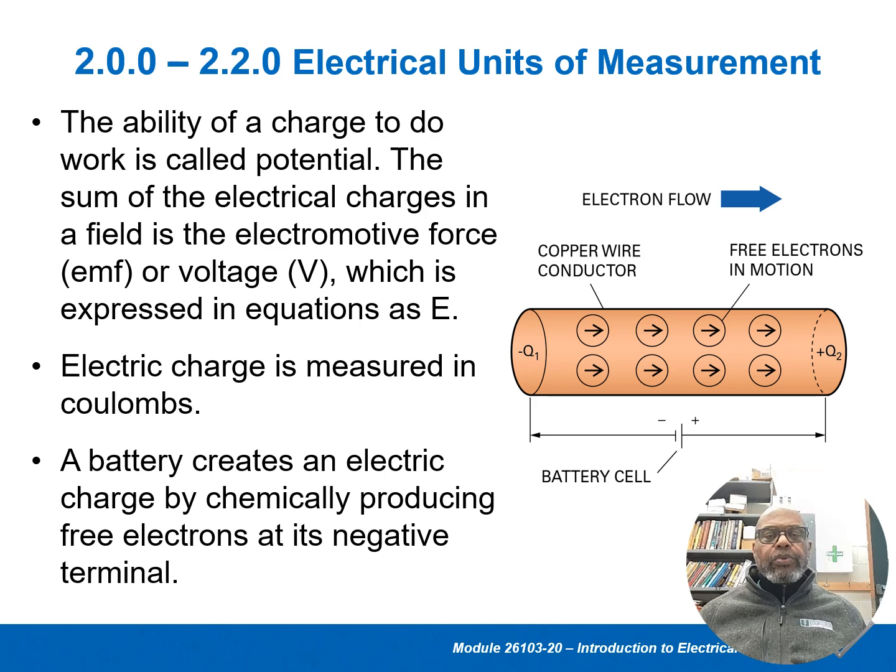So the ability to do work is called potential. In other words, a potential is the difference between something. What's the difference between a positive and a negative? That is how we measure voltage: voltage is potential difference, the difference between the two. If they are both equal, it cannot do anything. When something is high pressure and something is low pressure, it can move. When everything is exactly the same, it stands still.